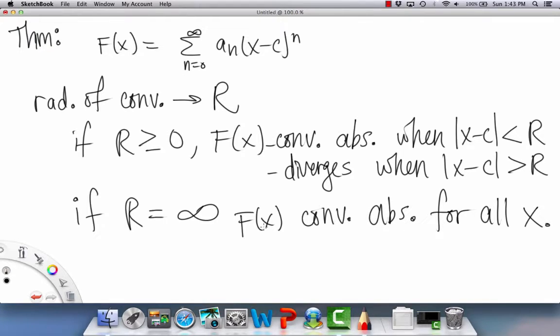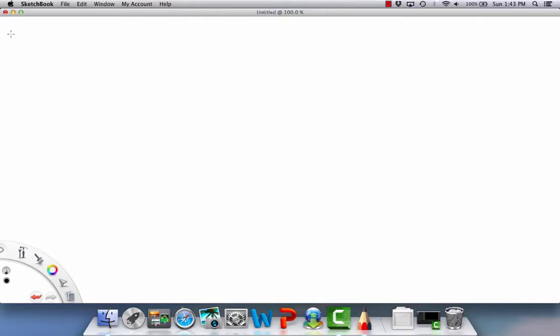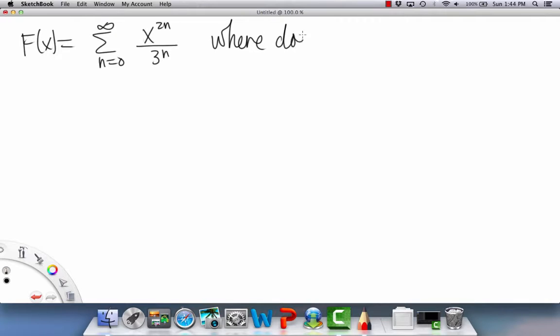All right, so let's do an example of this. Let's say they give you this power series. So f of x equals the following series of x to the 2n over 3 to the n. And they ask you, where does this converge? So essentially, they're just asking you for the interval of convergence, which is the interval on which a series converges. So it's kind of self-explanatory.